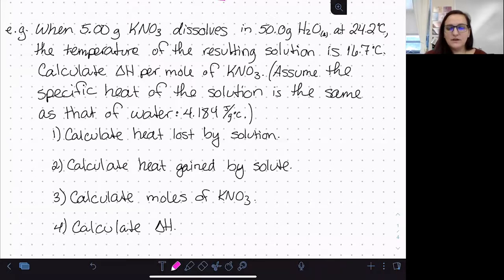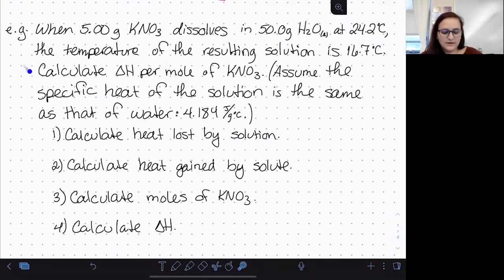So we can calculate the delta H for a reaction using this process. This example is very similar to what you're doing in the lab this week, where you are taking a solid solute and dissolving it in a sample of water and monitoring the temperature change. In this one, we have 5 grams of potassium nitrate dissolving in 50 grams of water that was initially at 24.2 degrees Celsius. The temperature of the resulting solution is 16.7 degrees Celsius.